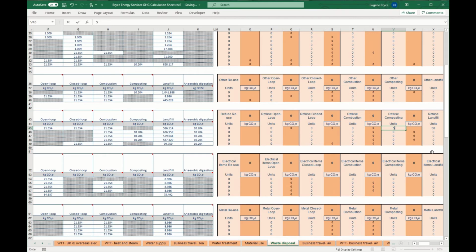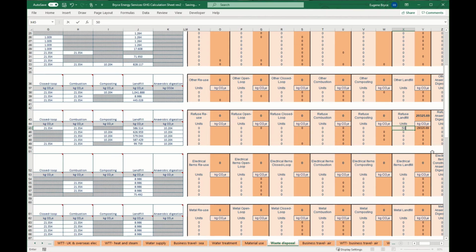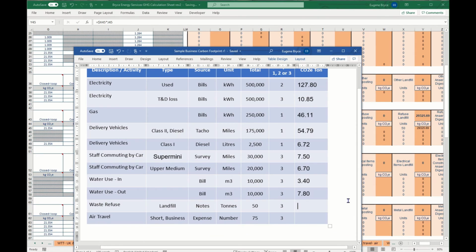Oh, wrong box. Next one along, 50. Yeah, so kilograms, 29,300 325. So that's 29.33 tons.